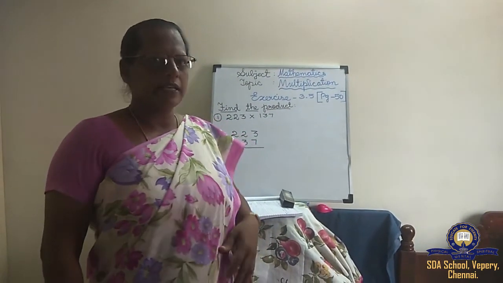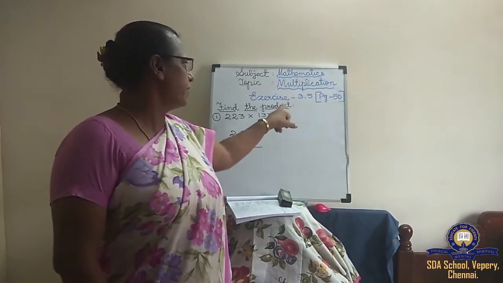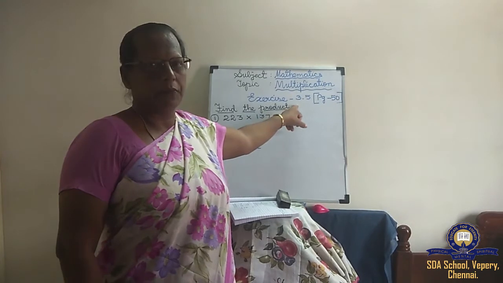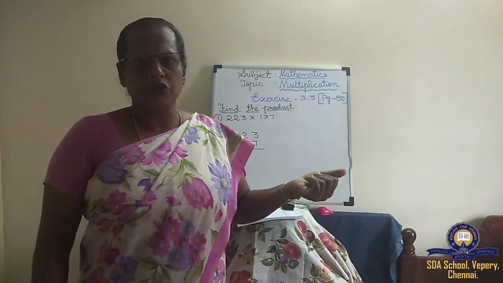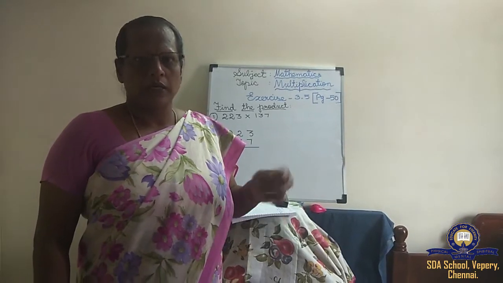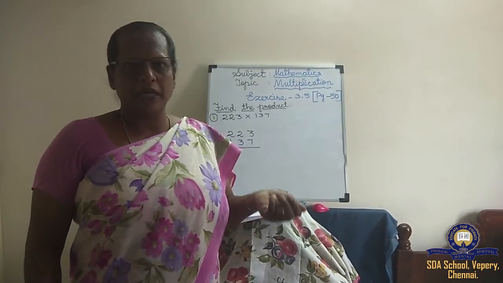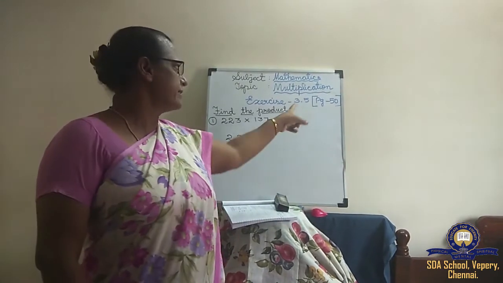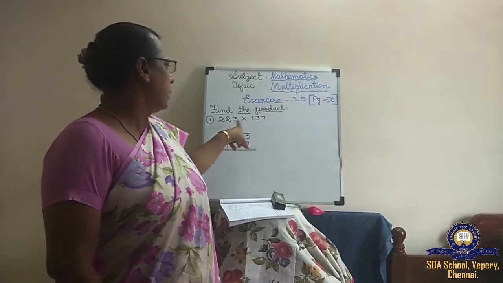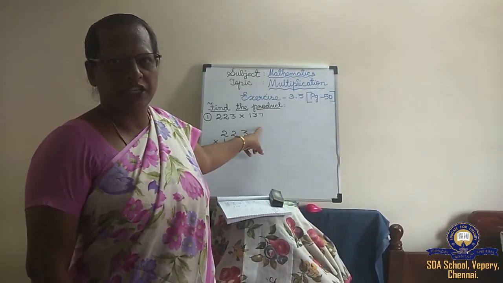Children, today also we are going to learn mathematics exercise 3.5. Yesterday in Zoom class we learned exercise 3.4, multiply by two digit number. In exercise 3.5 we are going to learn multiply by three digit number.